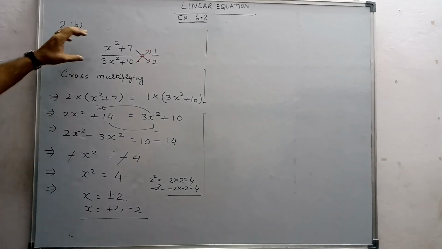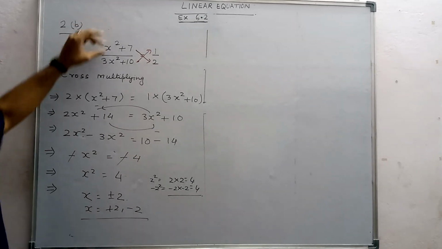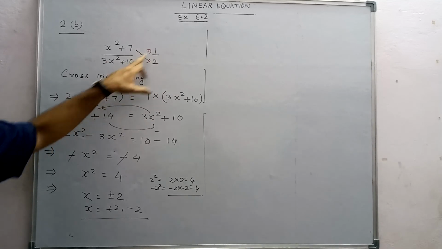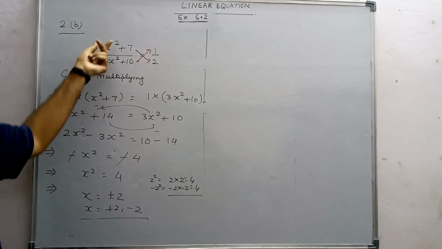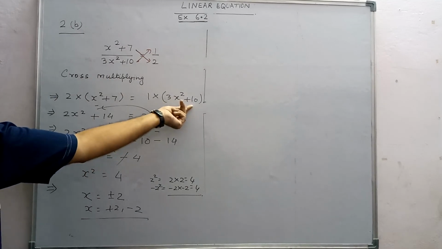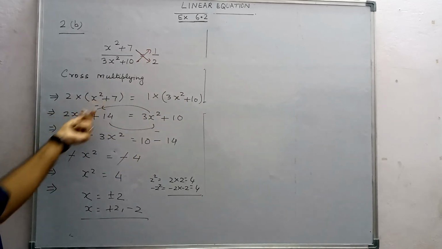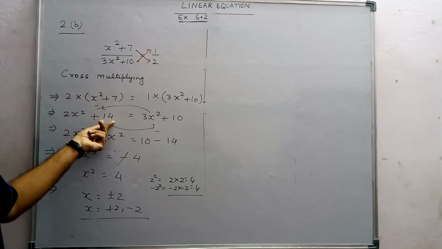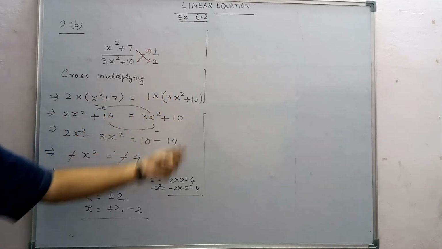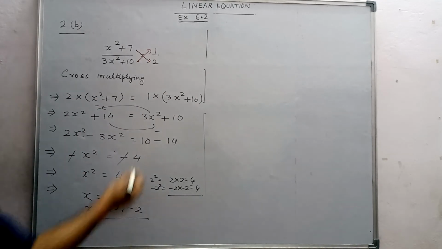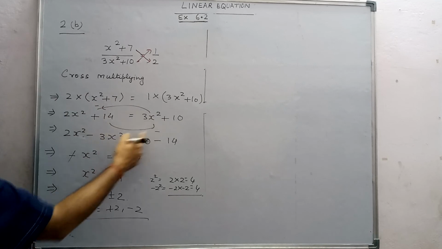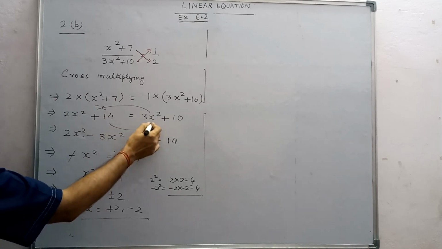Okay, so see it once again. Here this is the numerator, this is the denominator. Numerator multiplied by, here cross multiplied by 2, denominator multiplied by 1. So here 2 into x square plus 7, 1 into 3x square plus 10. 2 into x square, 2x square, 2 into 7, 14, 1 into 3x square, that is 3x square, 1 into 10 is 10. So here you transpose this side, it is positive here, it goes this side, it will become negative, it is positive, it goes this side, it will also become negative.